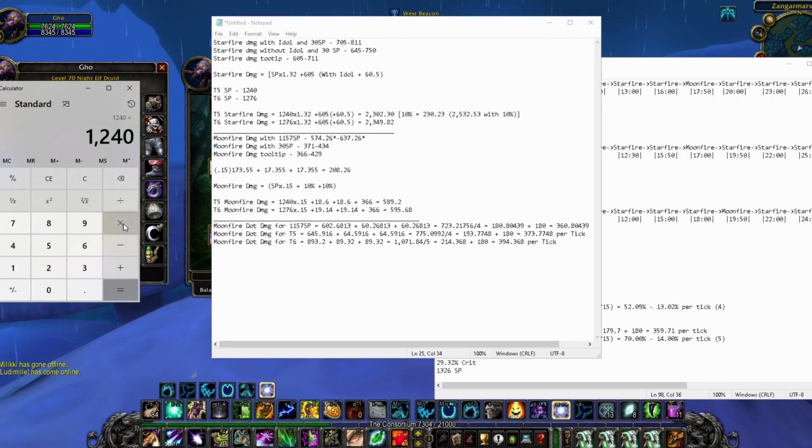So I took 1240, multiplied it by 0.5209, and we got our first value here, and then added 10%, and another 10%, and got the total value, and then divided that by 4 to get each tick, and then it has a base of 180 per tick. So you take your final value, add 180, and it came out to 373 per tick for the tier 5. And then did the same thing for tier 6, but instead took the spell power, multiplied that by 0.7. So we started off with 893.2, went through all the math, and it added 21 damage per tick.